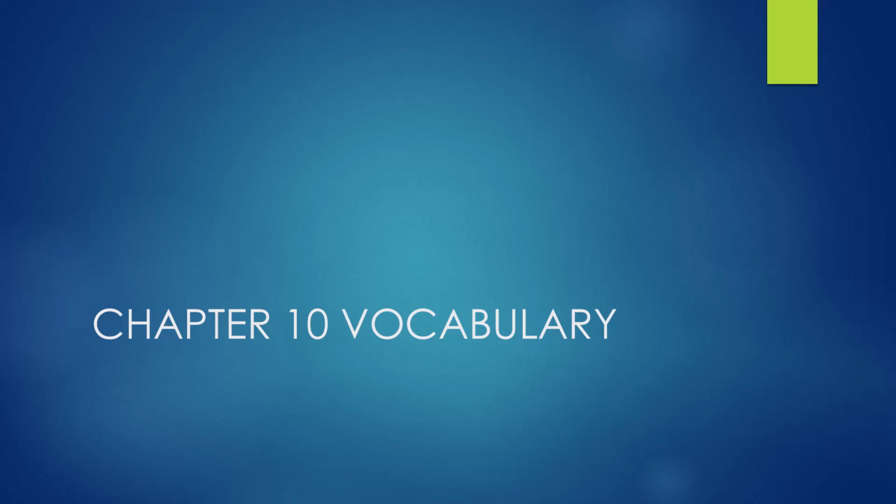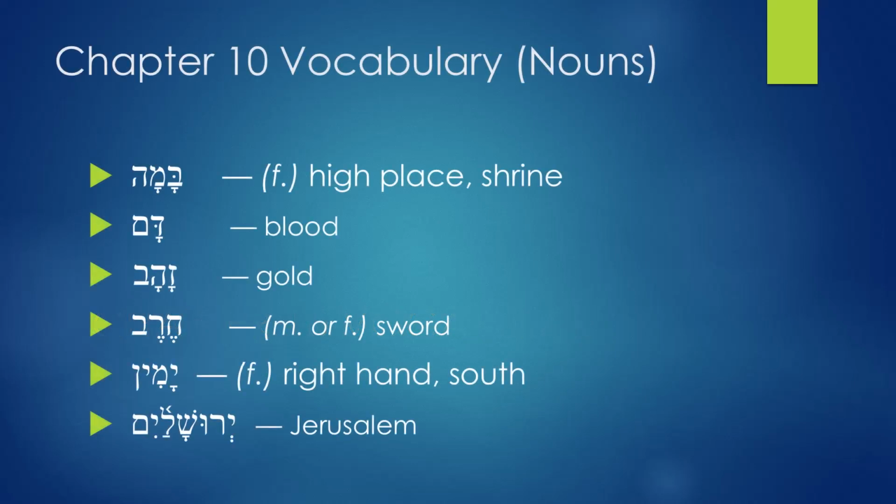All right, let's look at chapter 10 vocabulary. Let's look at words that you need to know for chapter 10. Let's look at the nouns. The first noun we have is bama. Bama means high place. It means shrine. Dam means blood. Zahav means God. Kharev means sword.